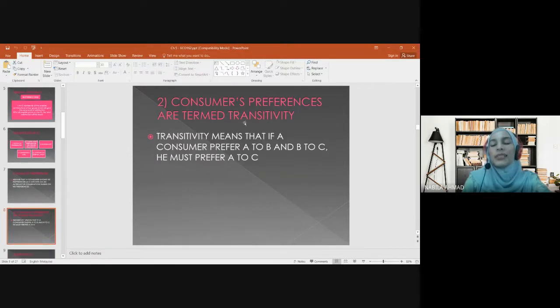Consumer's preference are termed transitivity. Bermaksud, sekiranya ada 2 pilihan antara A dengan B, kalau consumer pilih A, and then dua pilihan lagi, B dengan C, consumer pilih B. So antara A dengan C, consumer akan pilih A. Itu bermaksud dia punya preference adalah transitivity.